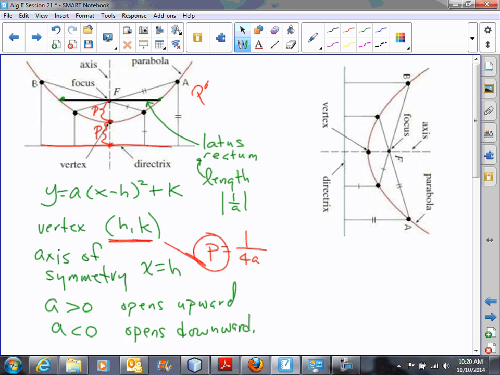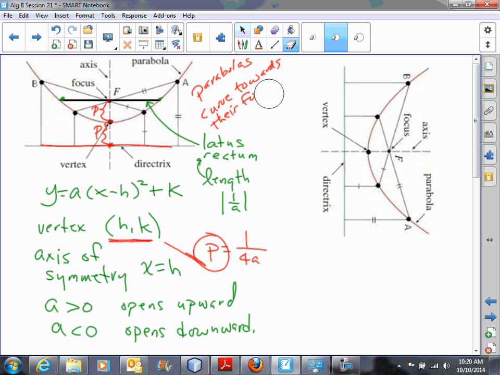Parabolas curve towards their focus and away from the directrix.